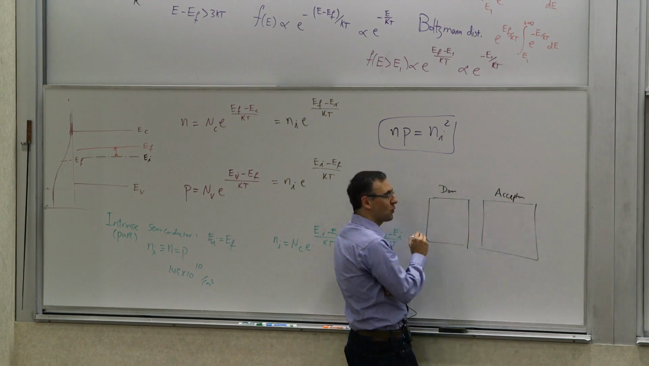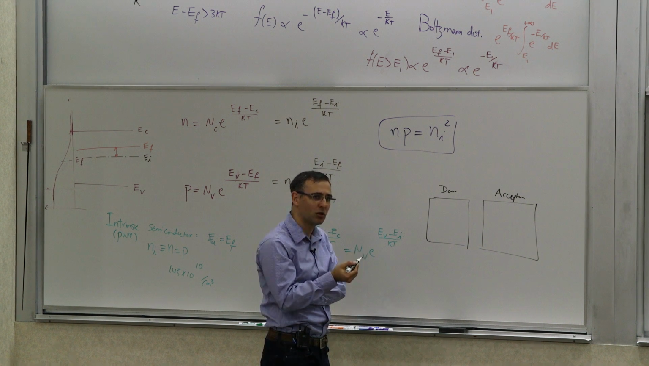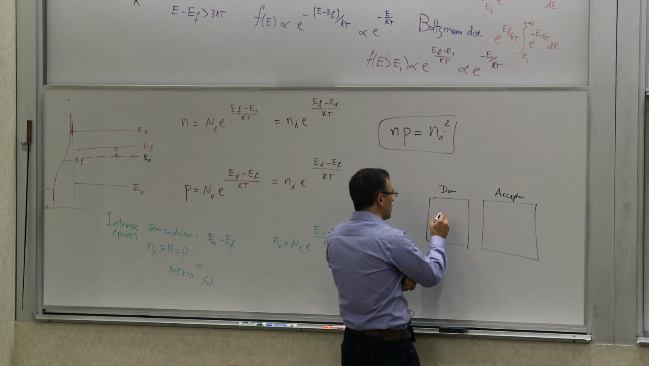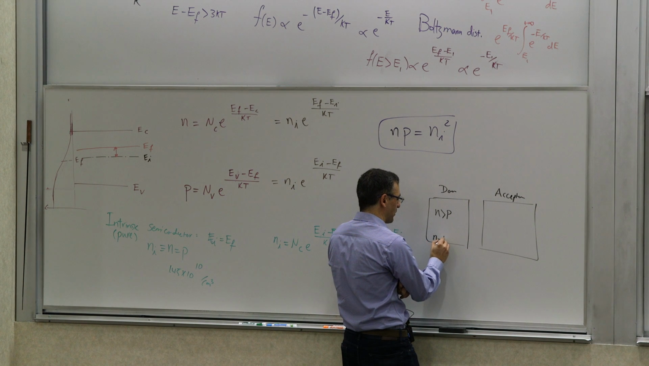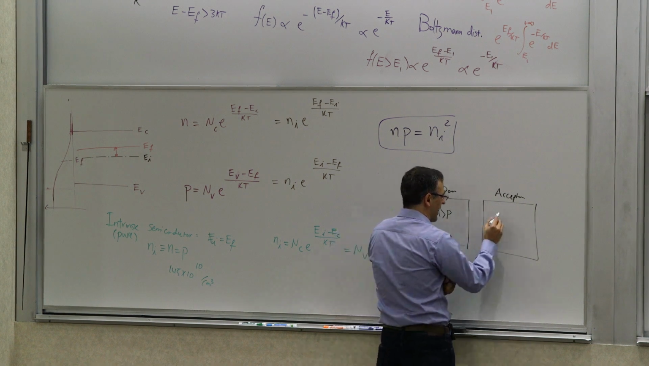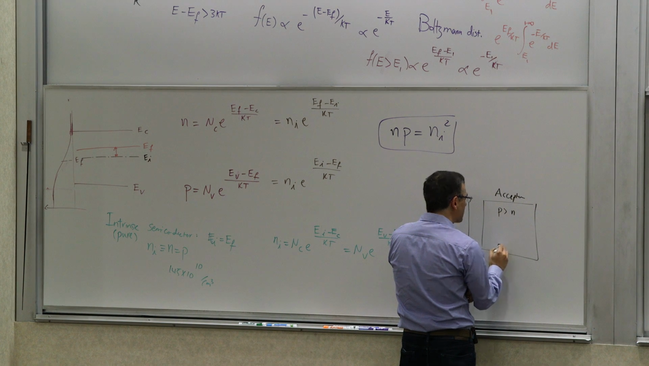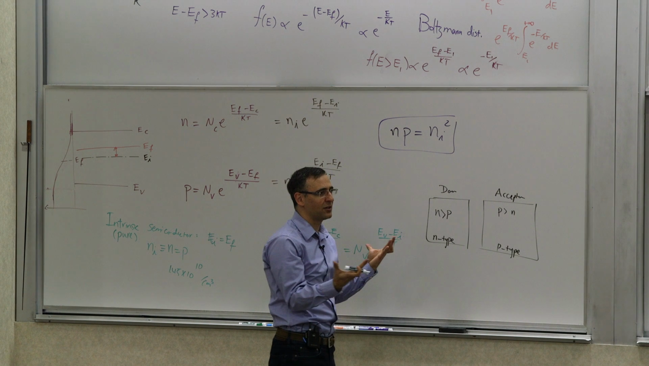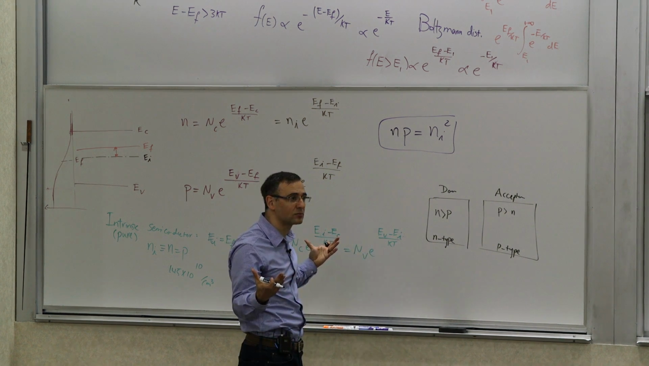Right? So when you have introduced the donors, what have you done? You have created more electrons, right? Because they have more free electrons. So here you have an N that's greater than P. So it's an N type. That's what we call it. And here you have a P that's greater than N. So you have a P type. Now, if they are sitting there and nothing is happening, they're going to be in thermal equilibrium individually.